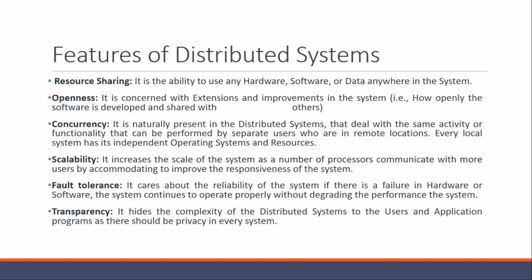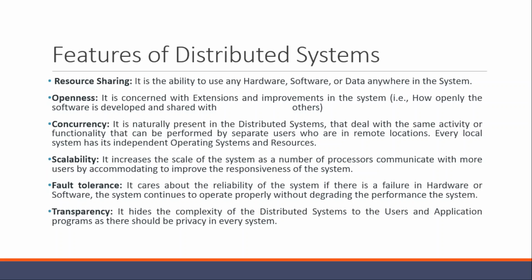Now we should talk about the features of distributed system. One of the main features of the distributed system is the resource sharing feature, because that is one of the major goals of the distributed system. It should have the ability to use any kind of hardware, software, or data anywhere in the system. A distributed system must also have the facility of openness, another important goal of the distributed system.